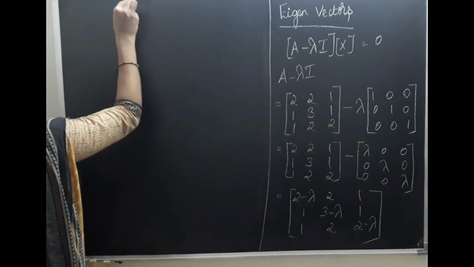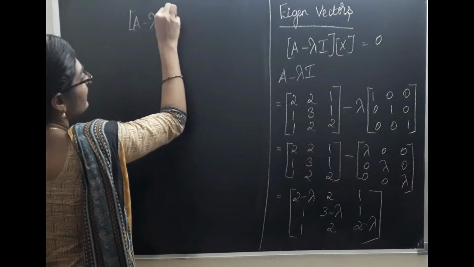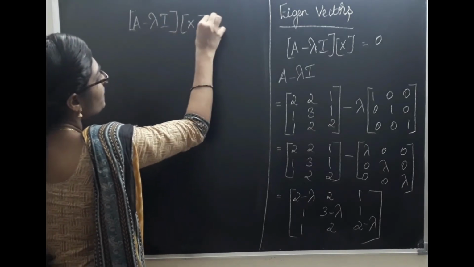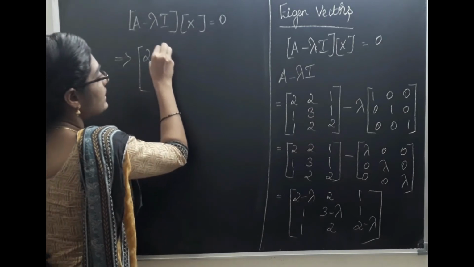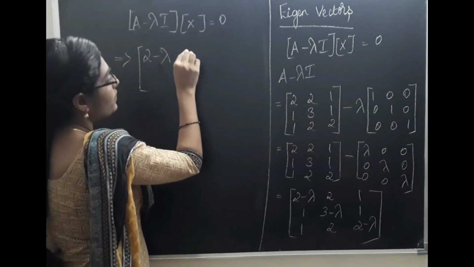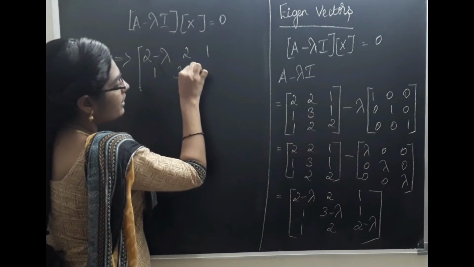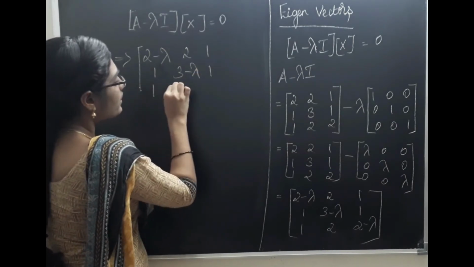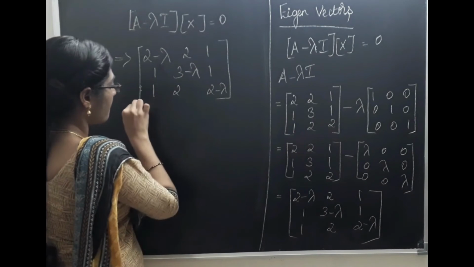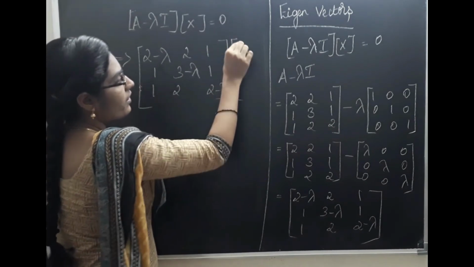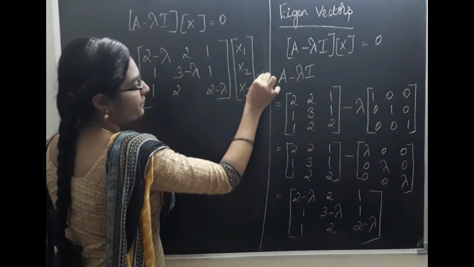Substitute the value here so that we can write A minus lambda I into x equal to 0 as the matrix 2 minus lambda, 2, 1, 1, 3 minus lambda, 1, 1, 2, 2 minus lambda, into x1, x2, x3 equal to 0.